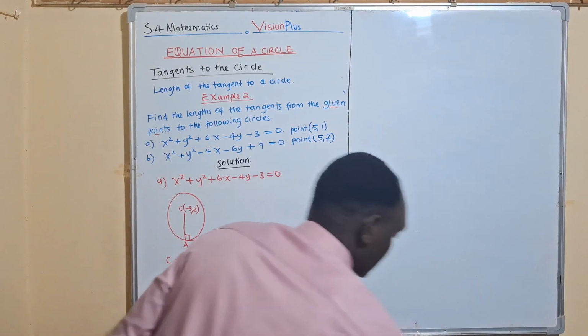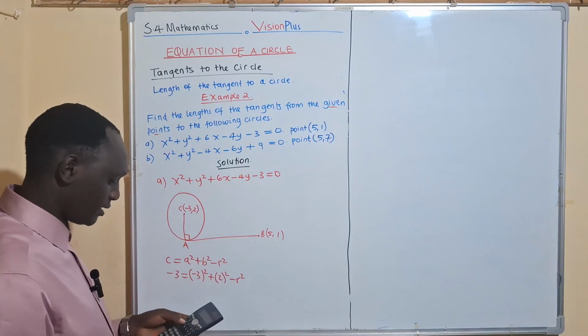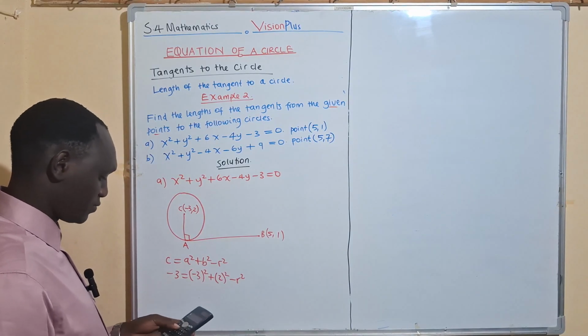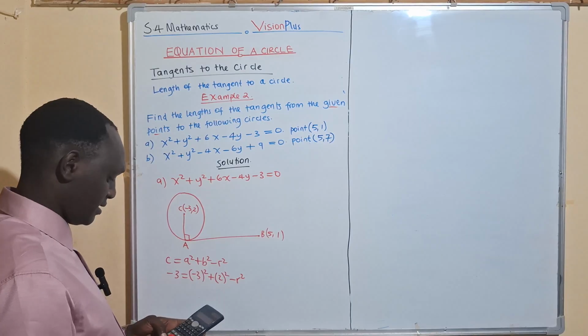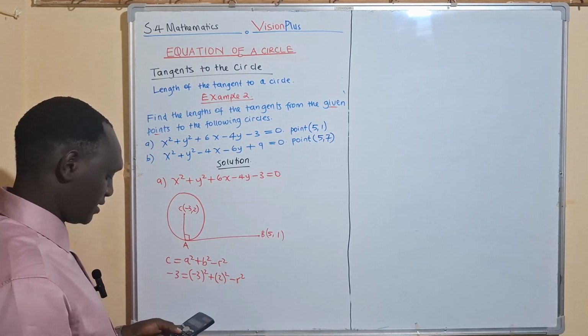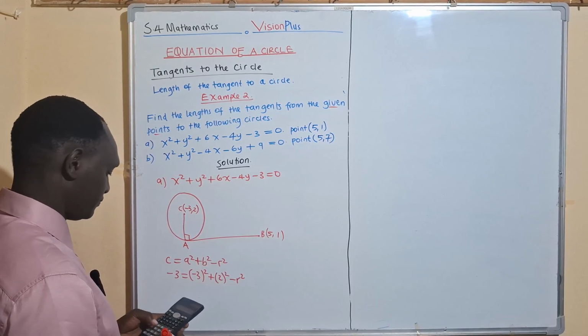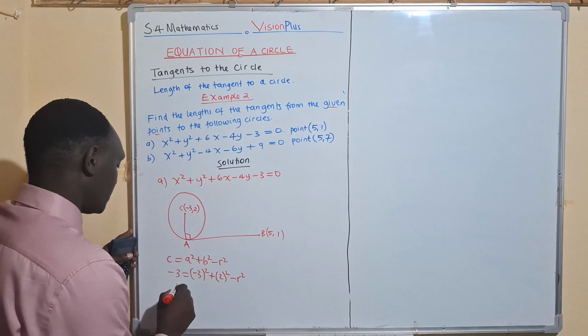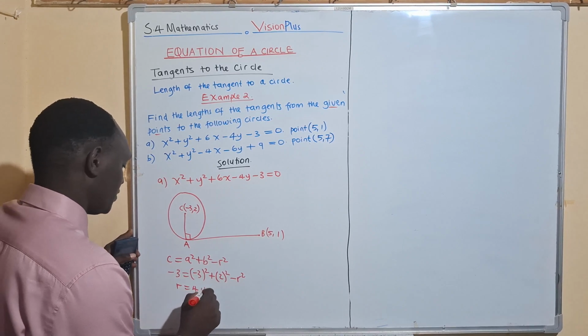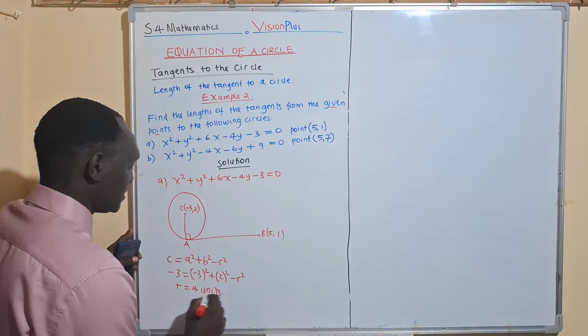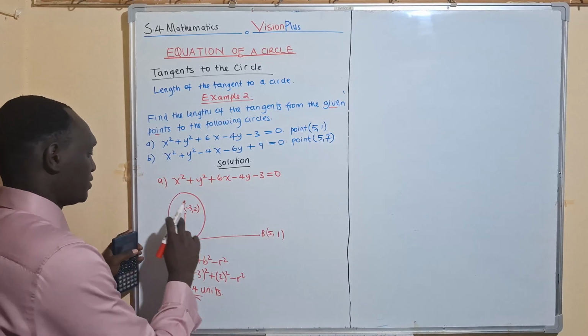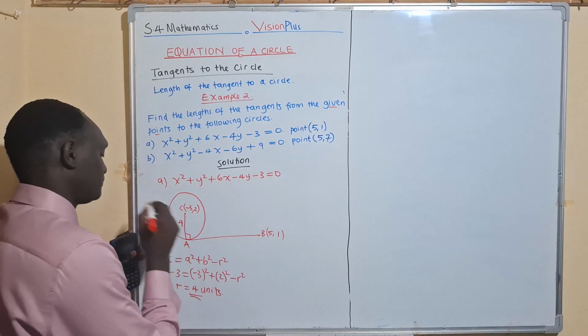So let us get the value of r. -3 squared plus 2 squared plus 3. So I'm getting r is 4 units. We should be able to get the same value of radius. So this is 4 units.